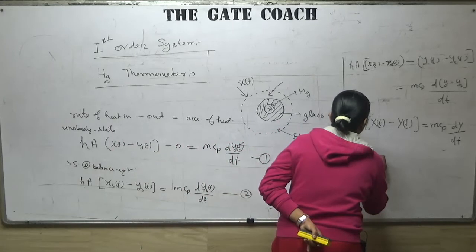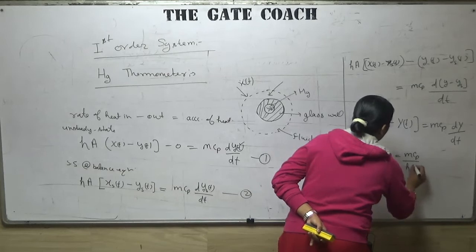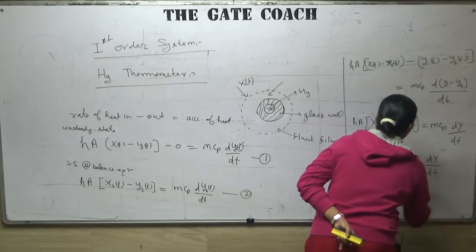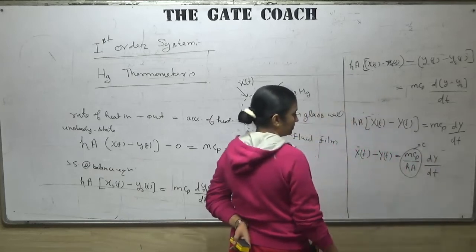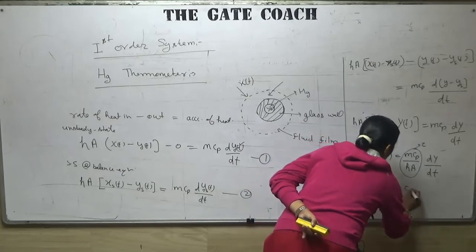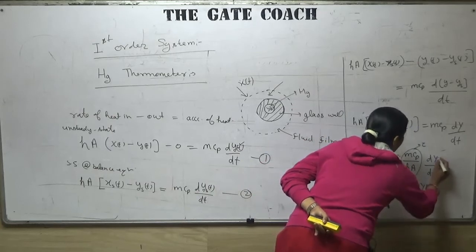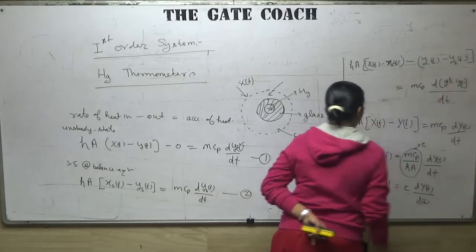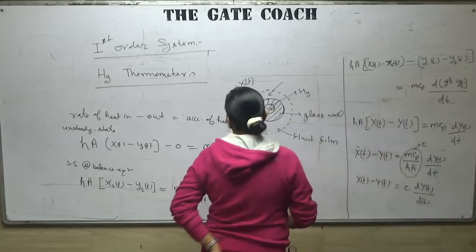It can be written as x(t) minus y(t) is equal to mCp upon hA, multiplied by dy/dt. We have this term as tau. So this will come as x(t) minus y(t) is equal to tau dy/dt. This y is nothing but a function of t. Now you have a first order linear differential equation.